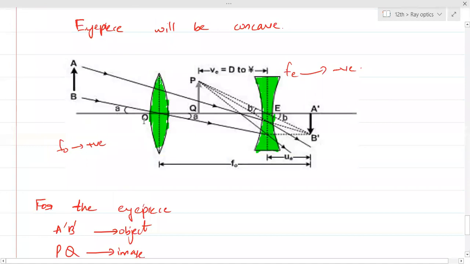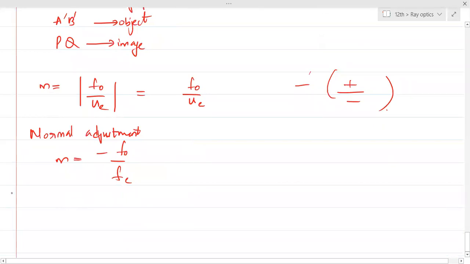Diagram is this. Diagram is not exactly correct. I was wrong. I have to only focus on the concave lens part. Diagram is not that correct. Again, the diagram at the objective end is not correct. ठीक है? So normal adjustment में ये हो गया.